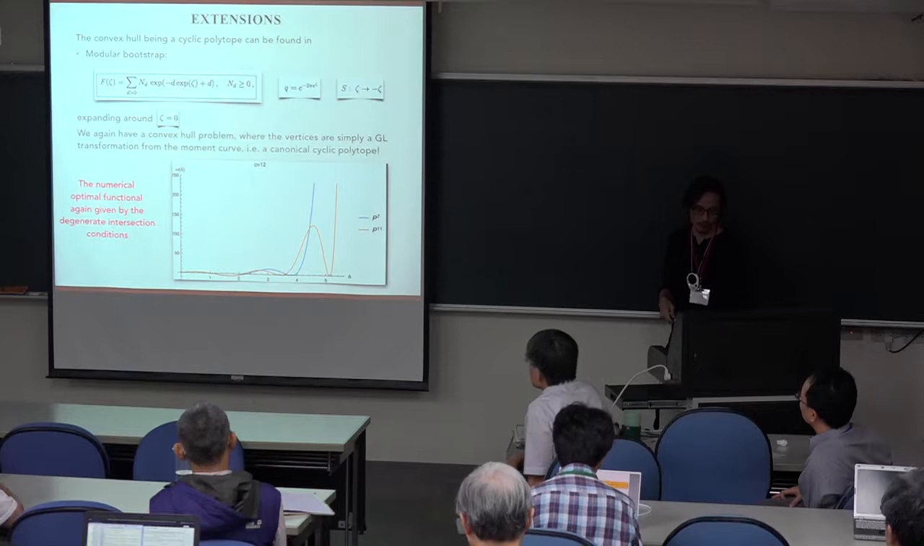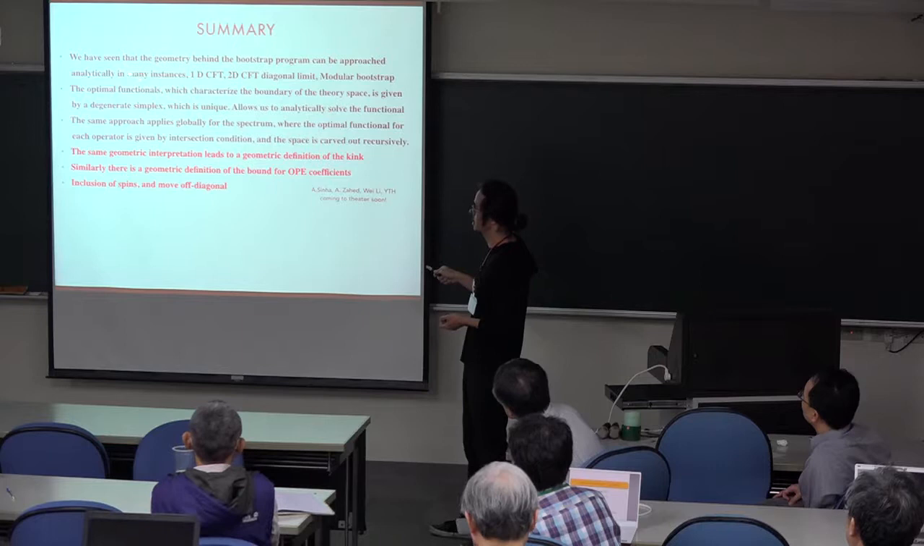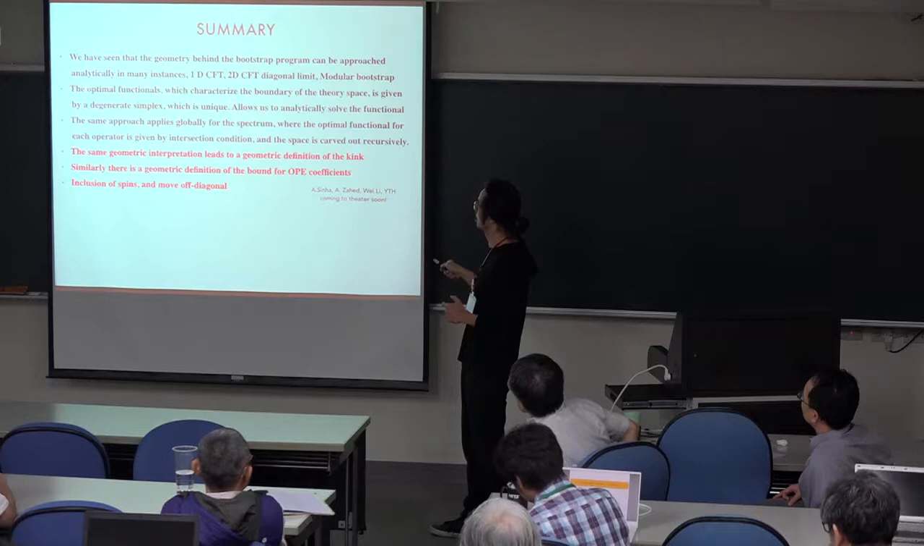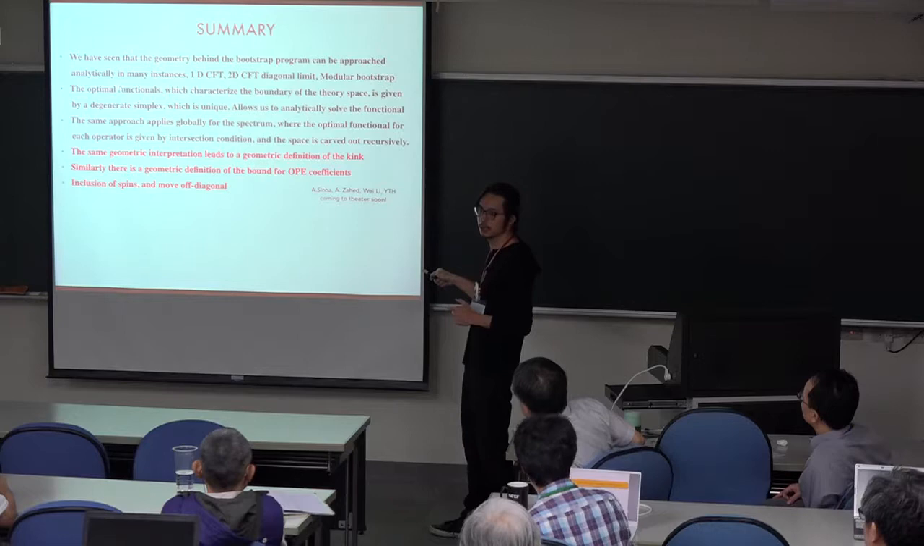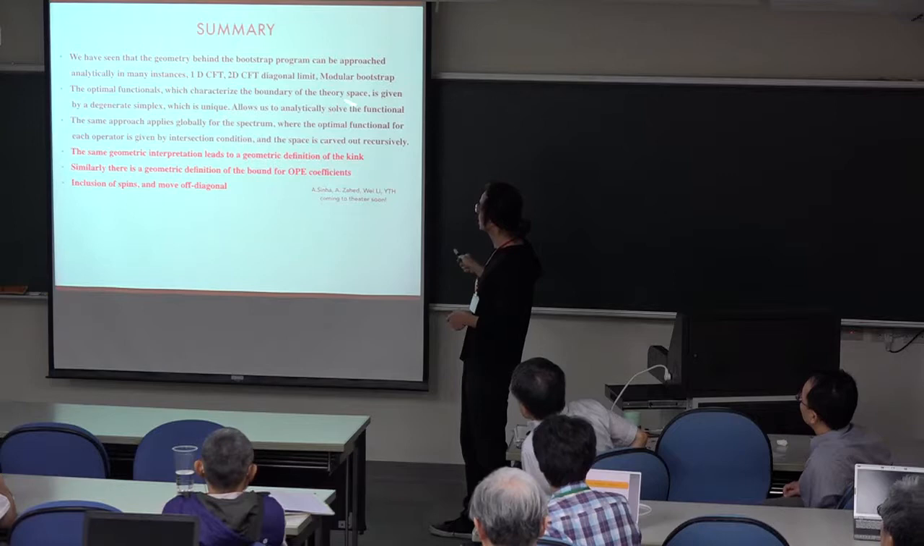Since I skipped a lot of things, let me just summarize what I'm trying to convey in words. We've seen that the geometry behind the bootstrap program can be approached analytically in many instances. Right now the examples we have are 1D CFT, 2D CFT in the diagonal limit, and the modular bootstrap. In each of these cases, the optimal functional, which characterizes the boundary of the theory space, is given by a degenerate simplex, which is unique. You can just uniquely solve that intersection problem and find that simplex. That allows us to analytically solve for what exactly the functionals are. Moreover, this functional can be applied globally for the spectrum.